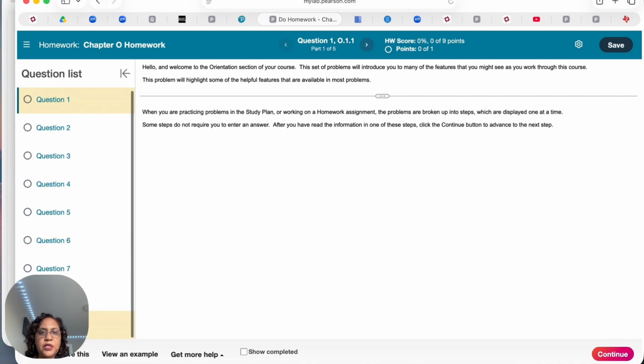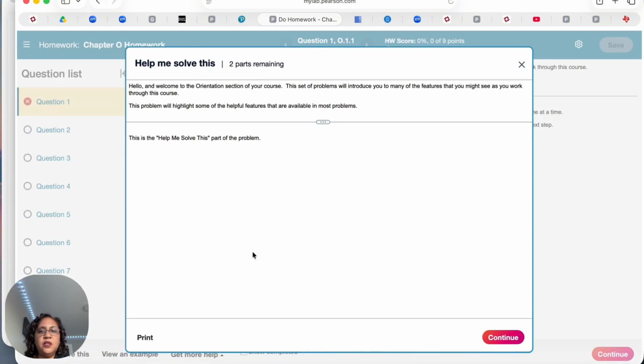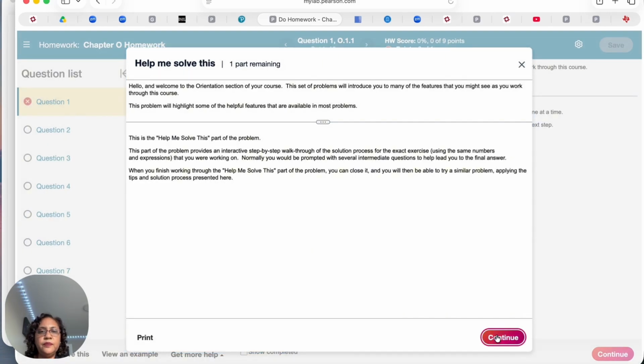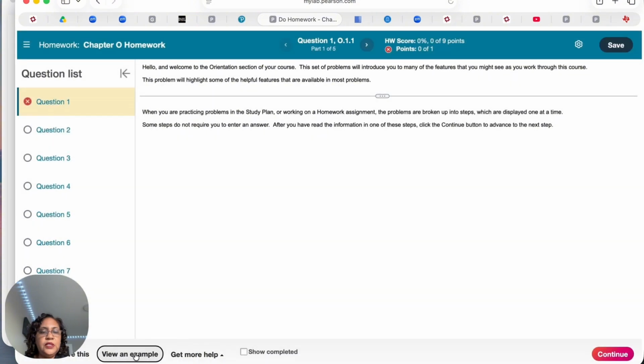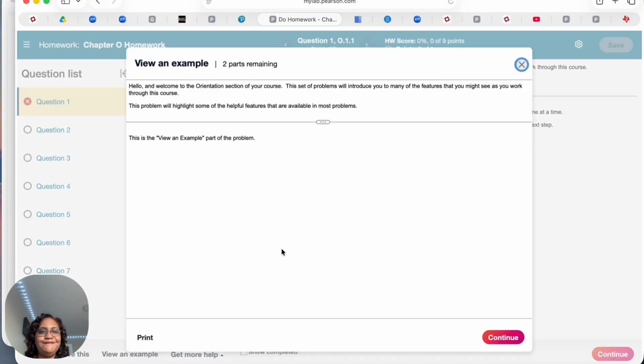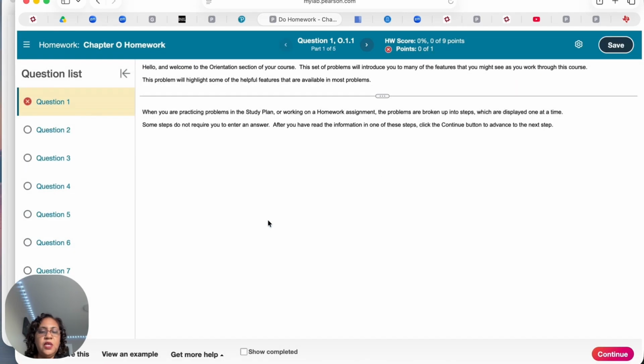There's only 9 questions. But what I love about my labs is the help me solve this feature and the view an example feature. If you click on help me solve this, then it'll step you through each part of your problem. You can read through that, or you can view an example. You can also step through that. And the examples are very close to the actual problem that you're doing, whatever it is.